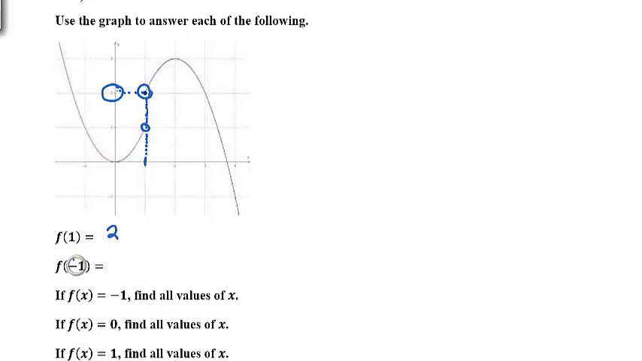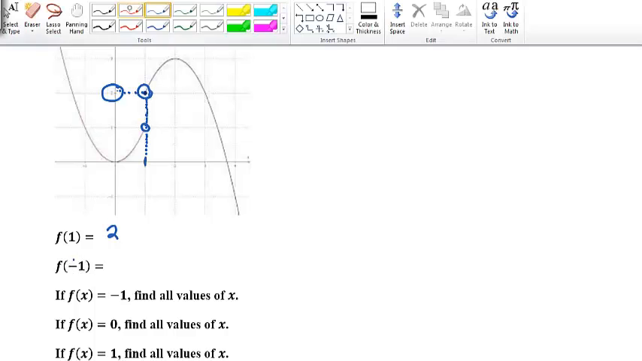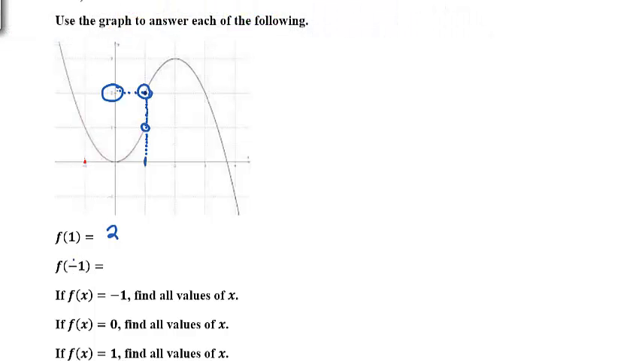Now we want to know what's the y value associated with x equals negative 1. So we're going to go to negative 1 on our x-axis, which is right here. Go up till we hit graph, and then go over to the y-axis and we get that y is equal to 1 there.